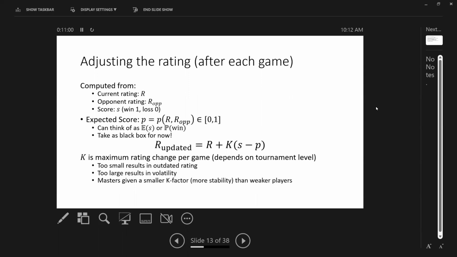So K is not constant for all players at a tournament? Yes. But we can assume that players in a tournament all have the same rating level. Okay.